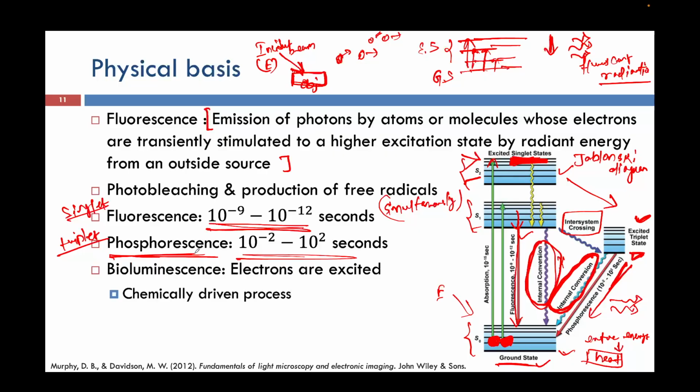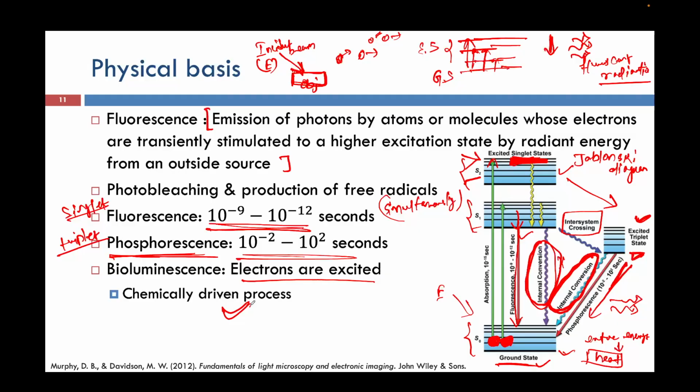And do not get confused with phosphorescence. There is another term called bioluminescence, where electrons are also excited, but it is a chemically driven process. We are not giving any incident beam or energy to the sample, but inside the object some chemical reaction is going on, in which the electrons are excited, and that is how we are getting luminescence.